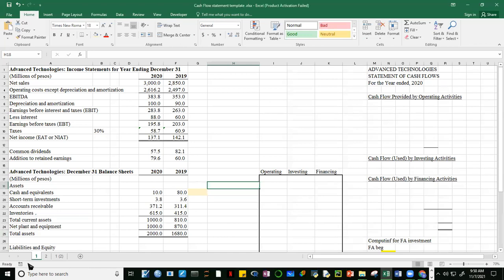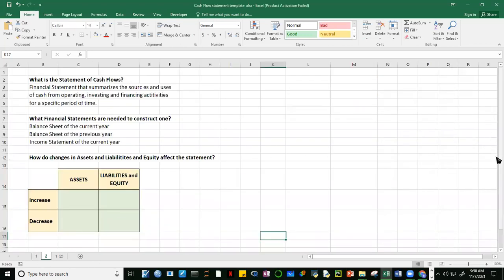Now, in order to know how to construct the statement of cash flows, let's first define what the statement of cash flows is. The statement of cash flows is a financial statement where we summarize the sources and the uses of cash from operating, investing, and financing activities for a specific period of time.